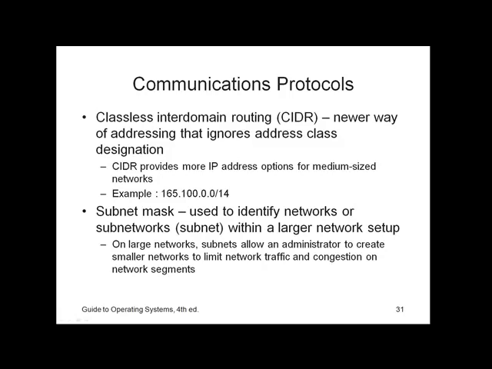Now, a newer way to assign IP addresses is through something called classless interdomain routing, or CIDR. CIDR ignores address class designation. CIDR provides more IP addresses for medium-sized networks. And an example of CIDR would be 165.100.0.0/14.